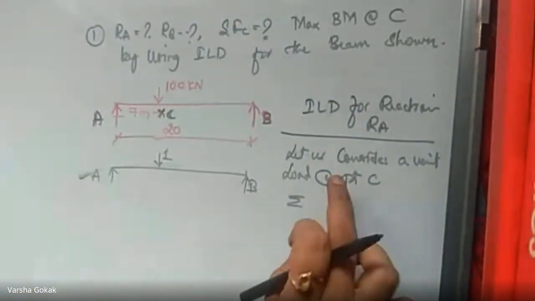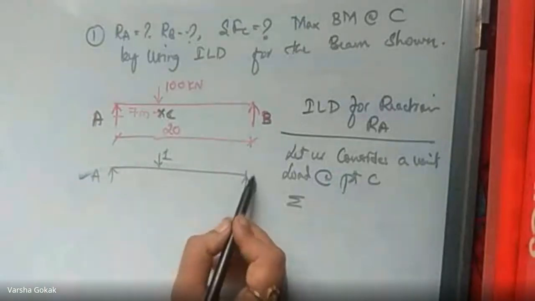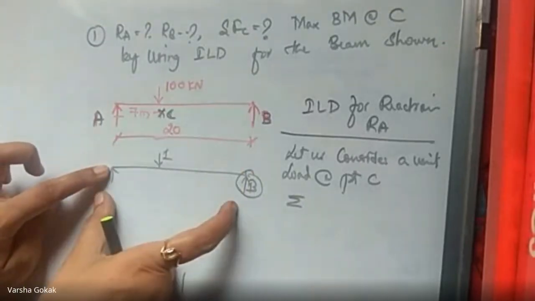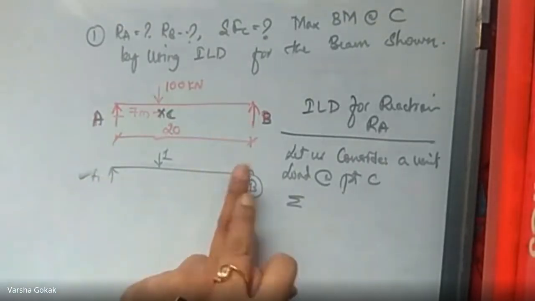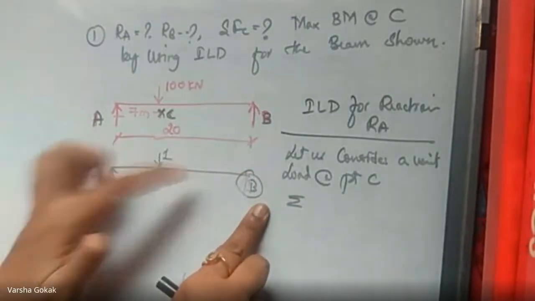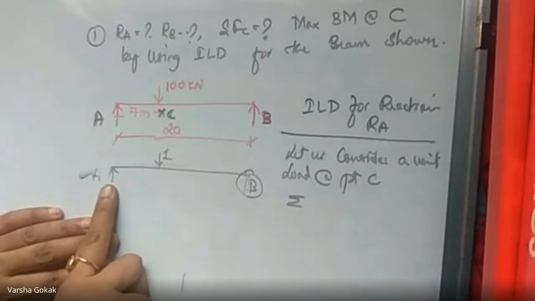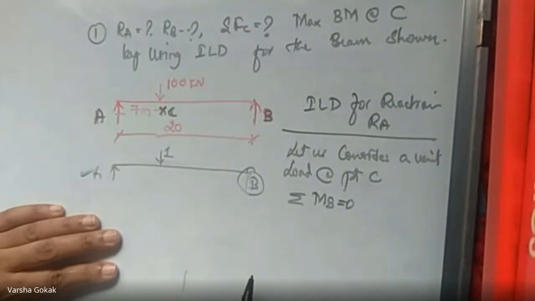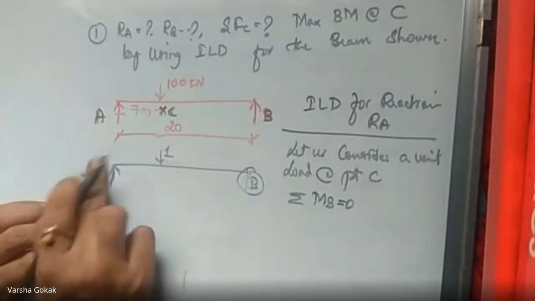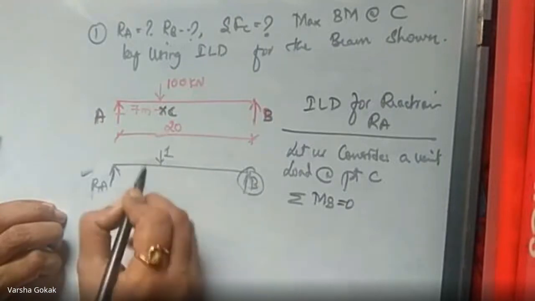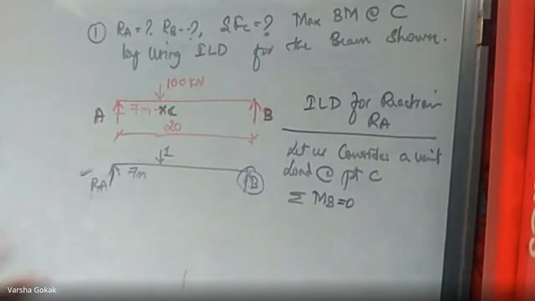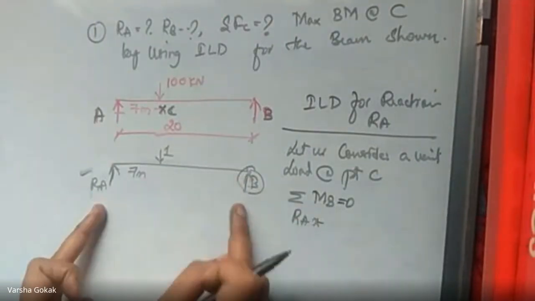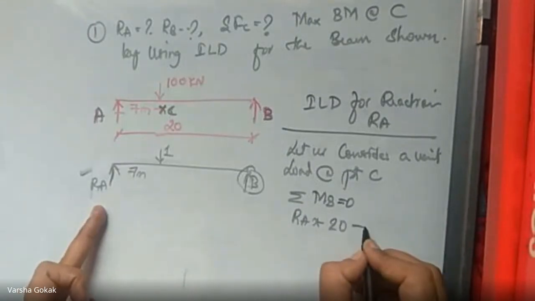Then when I want to find reaction RB, I take RA equal to 0. That's why RB into this we will write. And if I want to find RA, then I take moment at this end as 0. That means I have to take MB equal to 0, moment of all the forces about B equal to 0. So this is your RA, this is your RB, this is 7, and this is 1. So tell me the moment equation for B. I'll have RA into total span, that is 20, minus, correct?